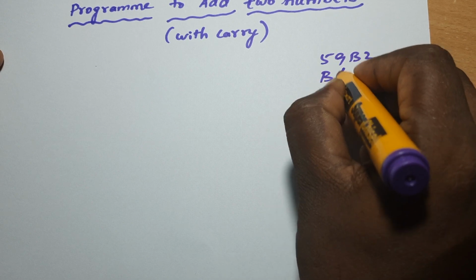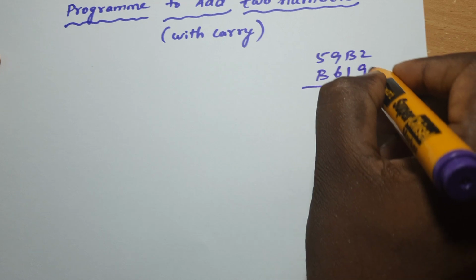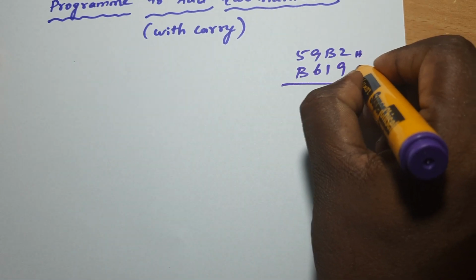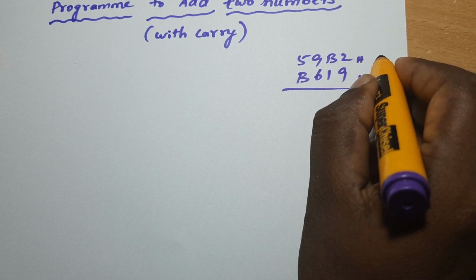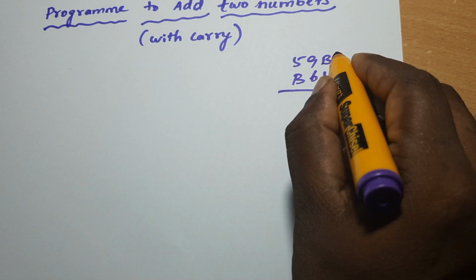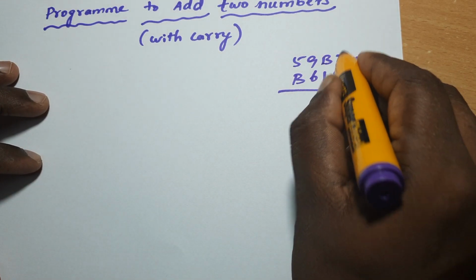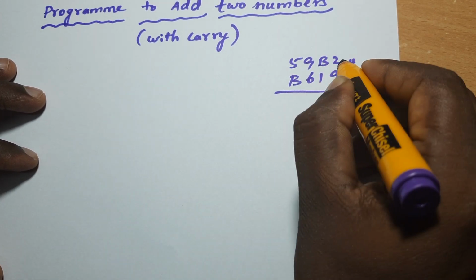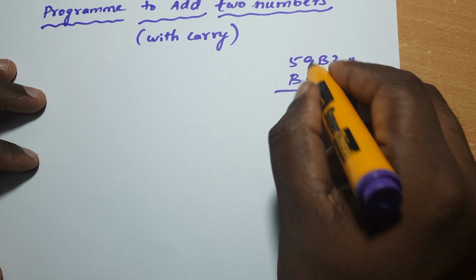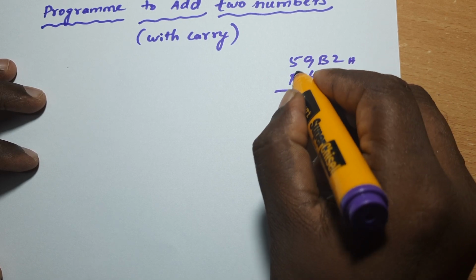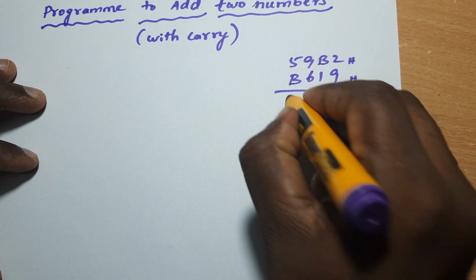Say it is B619, some random number. So these two are hexadecimal numbers. We need to add them, because we need to verify whether the output is correct or not. So 2 plus 9 is 11, it's B, it is C, and then next, 9 plus 6 is 15, that is F here. 11 plus 5 is 16, it is 1 0.